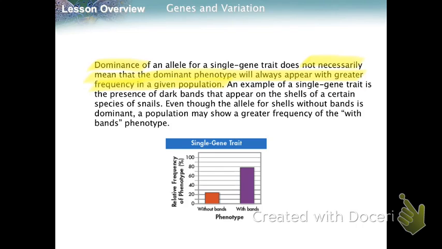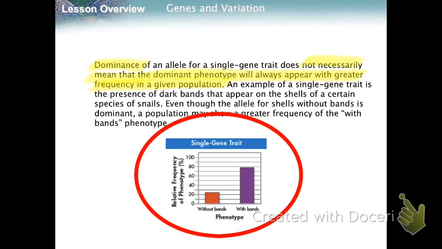Got an example here. This is for a snail shell, a banding pattern on snail shells. With bands is actually recessive, but it's more common. Without bands is dominant. But we see that reversed. We've talked about in humans that if 6 fingers runs in a family, having an extra digit on the hand, that's transmitted in a dominant fashion from one generation to the next. But it's certainly not the most common phenotype in the human population.